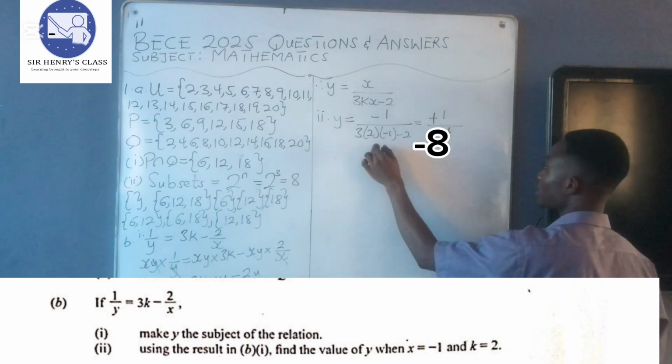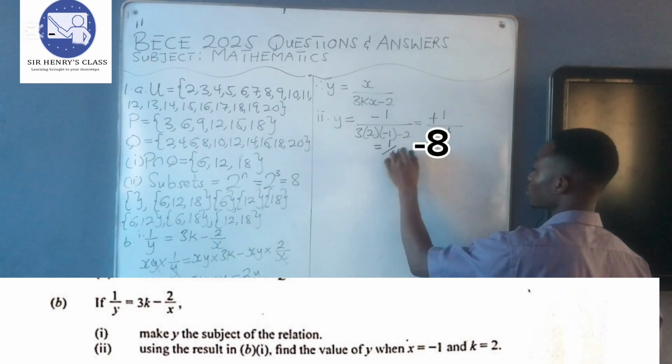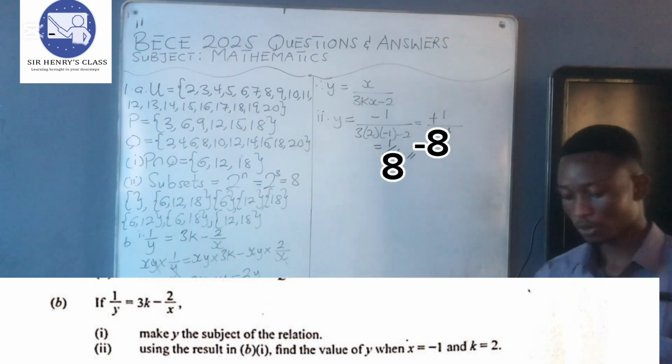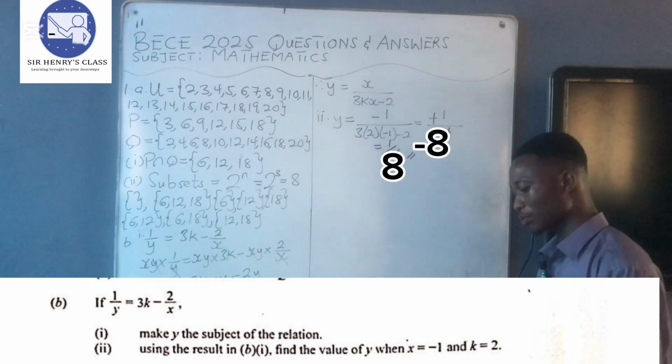So -1 over -8 will give you 1 over 8. Now let's move to question 2.